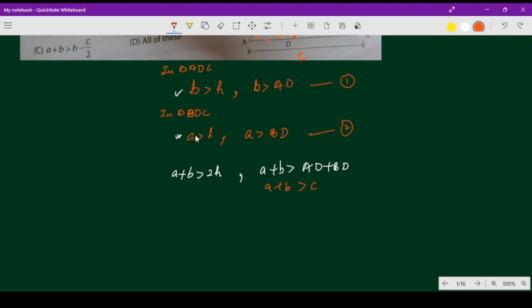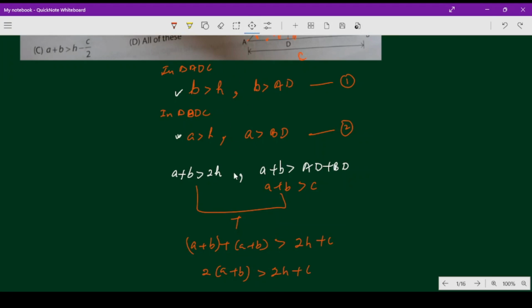Now we got two inequalities, A plus B bigger than 2H and A plus B bigger than C. If we are again adding these two, then we'll get A plus B plus A plus B is bigger than 2H plus C. Now A plus B is occurring two times, so this is two times of A plus B bigger than 2H plus C.